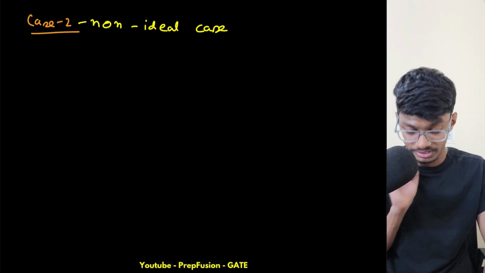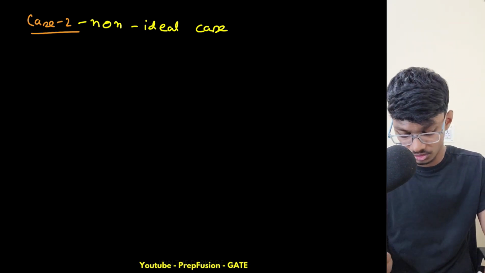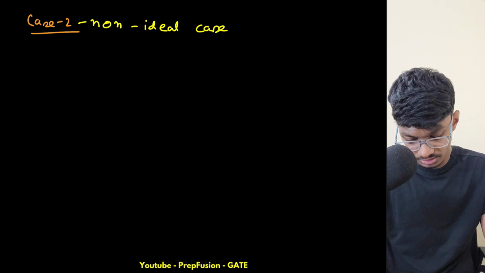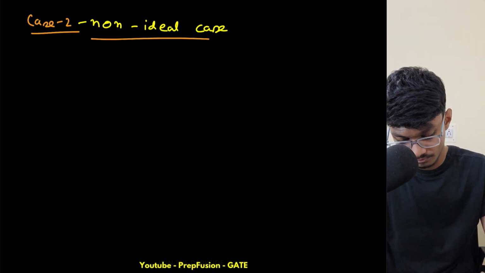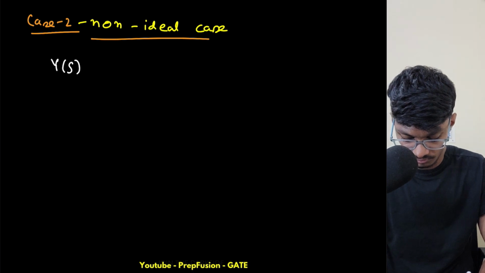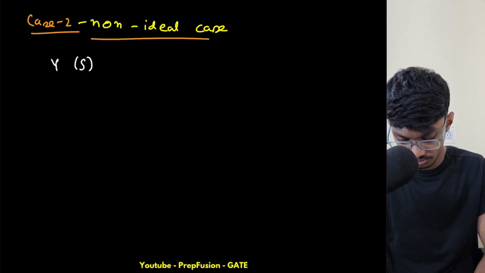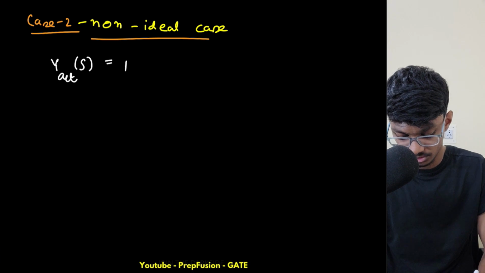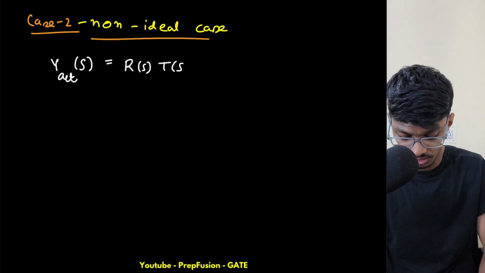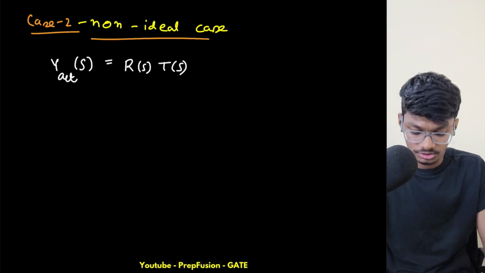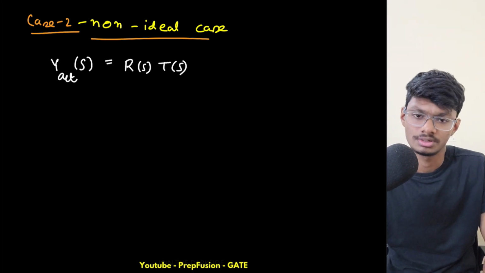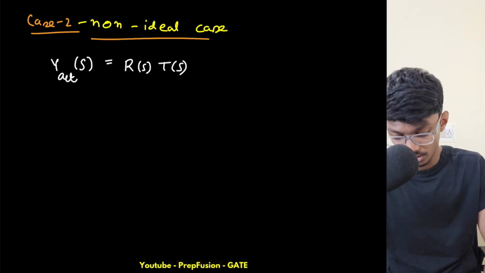Non-ideal case. So what is happening in the non-ideal case? In the non-ideal case, my y of s, which is y actual of s, simply equals r of s into t of s. I will write the t of s at the end. So what is t of s? T of s is simply g upon 1 plus g of s.